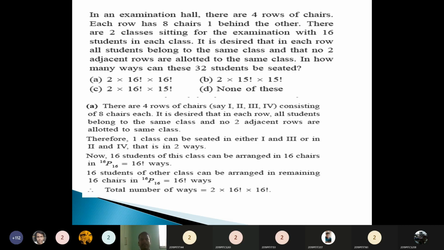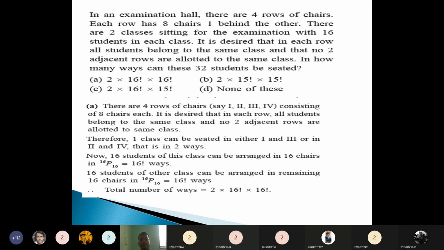Similarly, for class 2, total strength is 16. That can be allocated to the second row and the fourth row, in 16 factorial ways, because we have 16 places. nPn is equal to n factorial, that is nPr is equal to n factorial divided by (n minus r) factorial. As I said earlier, 0 factorial is 1. That's why we are getting 16P16 as 16 factorial.